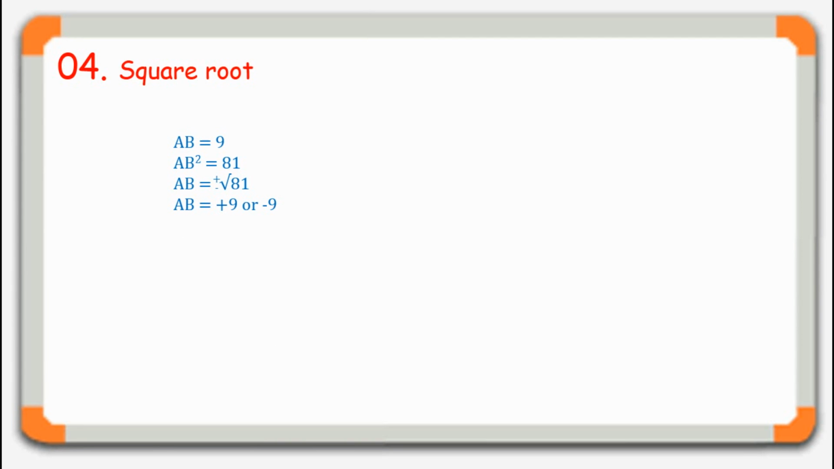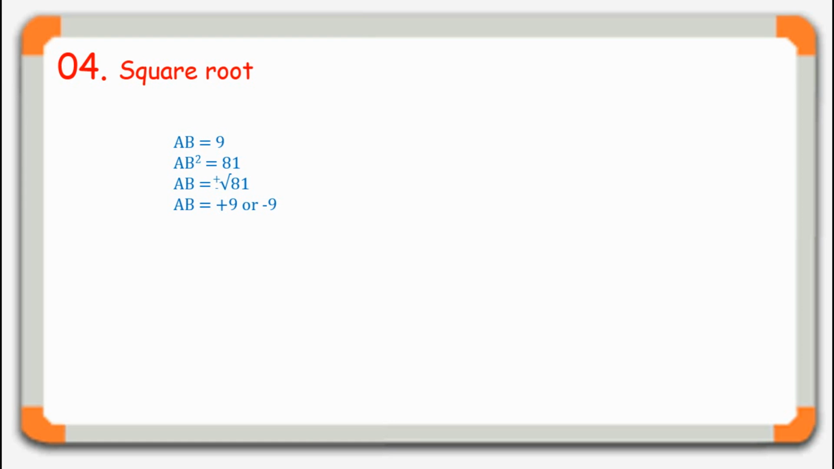So for example, if you get AB length is 9 cm. Now you square that. AB squared equals 81. So now you need to find AB. So you need to square root that. So when you square root AB squared, you get the square root of 81. And one thing you should note is that when you square root an equation, you get two unknown terms, that is a positive and a negative value. So AB equals plus or minus root 81.